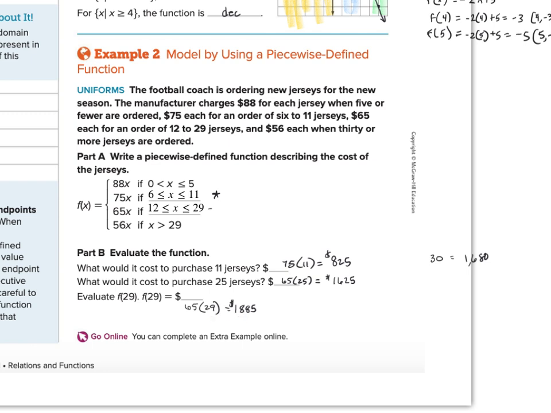Now here's where it comes into play, if you have a concept of understanding numbers and what's going on: if I order 29 jerseys, I'm not very smart. What do I mean by that? Well, for one, because I ordered 29 jerseys, I'm paying a different price than if I ordered anything greater than 29. If I were to order 30 jerseys, I would get a discount off each jersey. And if I ordered 30 jerseys, it would only cost me $1,680, which is a $200 savings to purchase one more jersey.